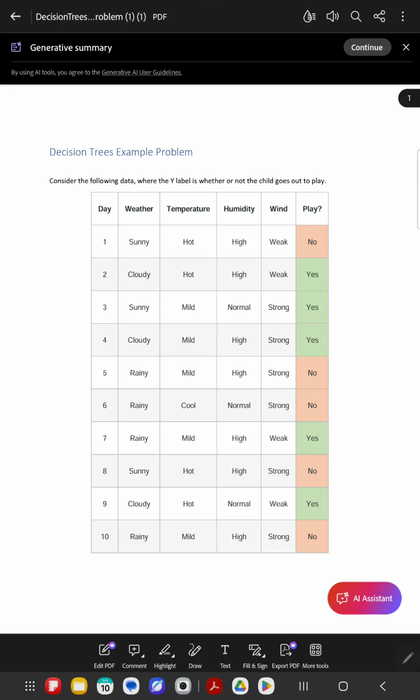Okay, so in this video we'll see a complete solved example of decision tree. In the previous video we had only seen a partial example. We had only decided what is the root attribute. In this we'll see a complete example.